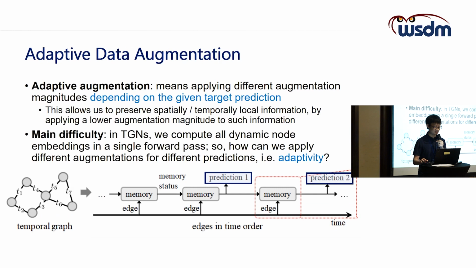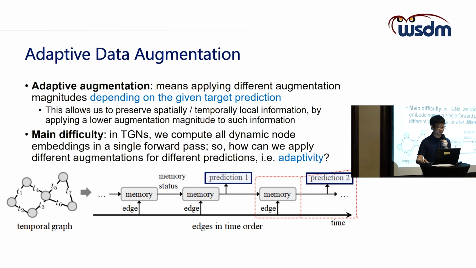Okay, so how do we do that in terms of the data augmentation? How does that relate to data augmentation? Our approach is that we introduce something called adaptive data augmentation. The meaning of that is that it applies different data augmentation magnitudes depending on the given target prediction.